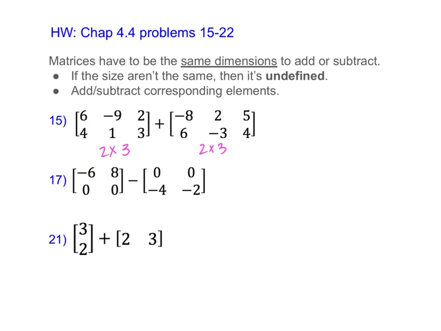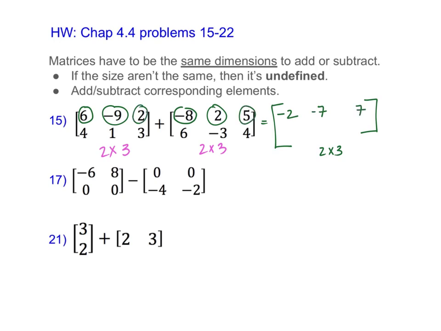When I add them, all I'm going to do is really just add the corresponding numbers together. And I should produce another 2 by 3 when I do this. Like I said, I'm going to take the same number and add it to the same number in the same location. So 6 plus negative 8 is negative 2. Negative 9 added with 2 gives me negative 7. 2 plus, sorry, I meant 2 plus 5 is 7.